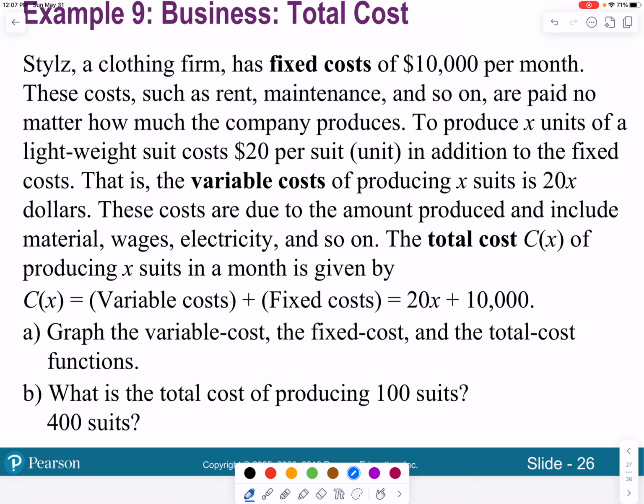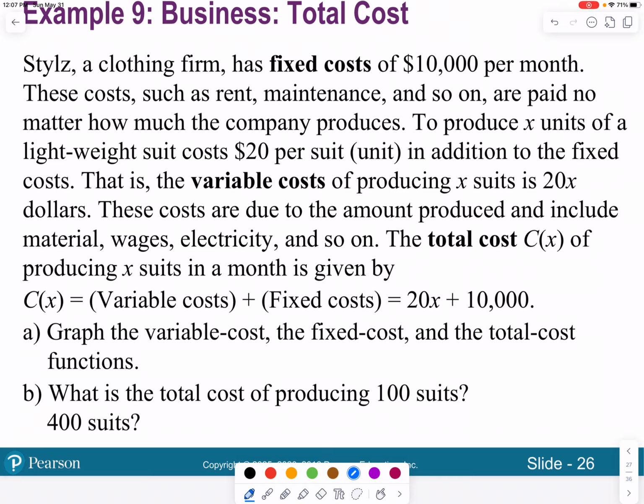The total cost of producing X suits in a month is given by the variable cost plus the fixed cost, which is 20X plus 10,000. Graph the variable cost, the fixed cost, and the total cost functions, and then find the total cost of producing 100 suits and the cost of producing 400 suits.